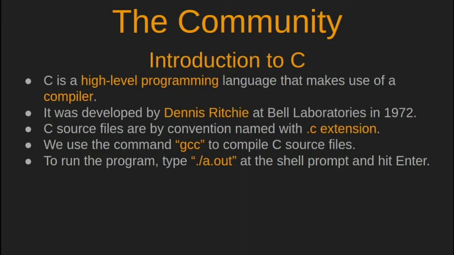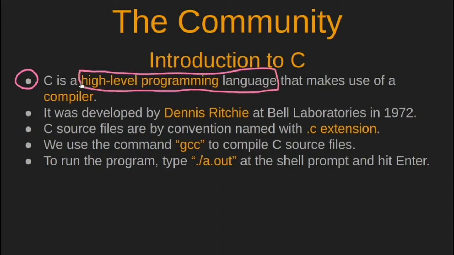Having said that, let us now begin our C programming journey. The first point says that C is a high-level programming language, which means that using C we can write code in a form that we as humans can understand, and the C programming language makes use of something known as a compiler.